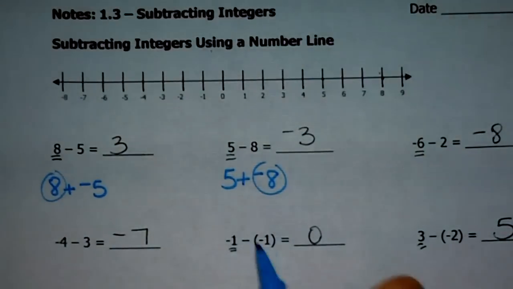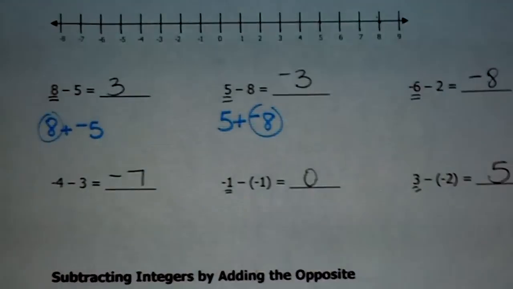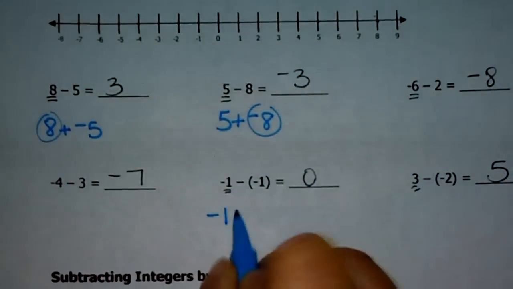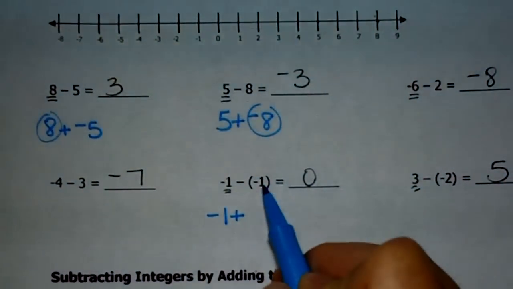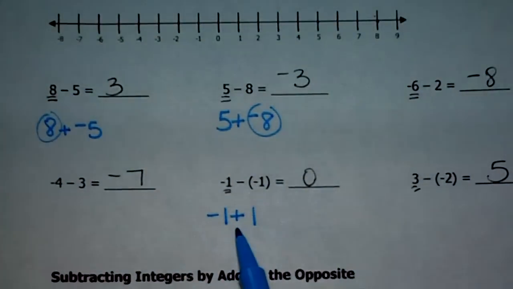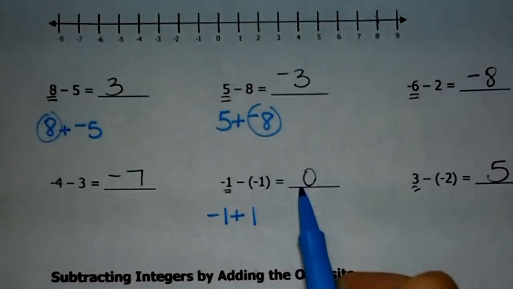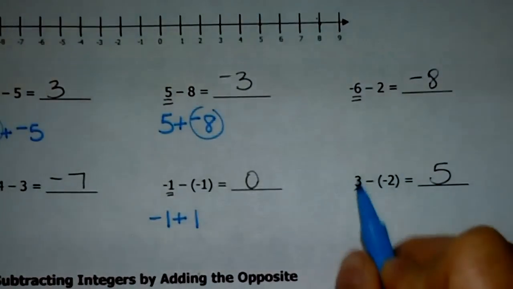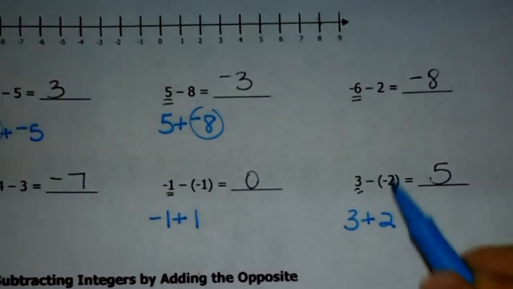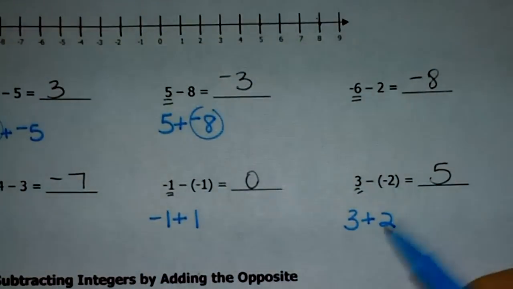Let's try it with one of these negative ones. So keep, change, keep the negative 1, change subtraction to addition, change the sign of the number that follows. That was a negative 1, we're going to make it a positive 1. And you learn when you add opposites, you get 0. Let's try one more like that. Keep, change. That was a negative 2, so we made it a positive 2. 3 plus 2 is 5.